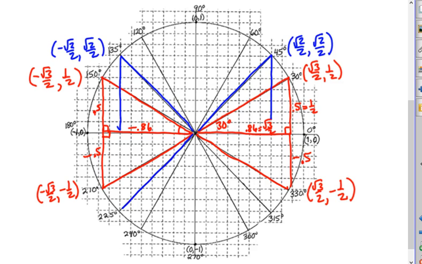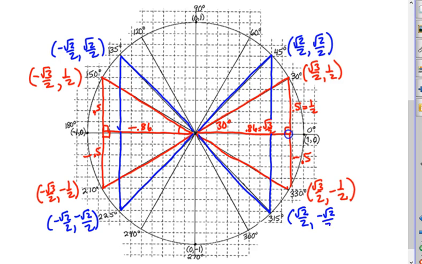When we go into quadrant 3, they're both negative. Negative square root of 2 over 2, negative square root of 2 over 2. Then when we go into quadrant 4 and we do 315, x is back to positive, but y stays negative. So square root of 2 over 2 and negative square root of 2 over 2. Last one is the 60.